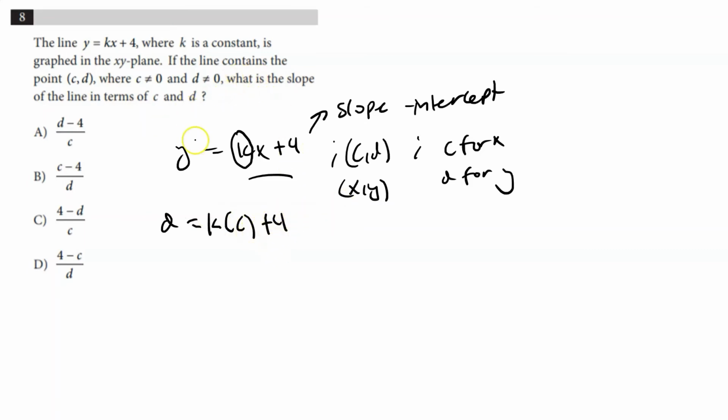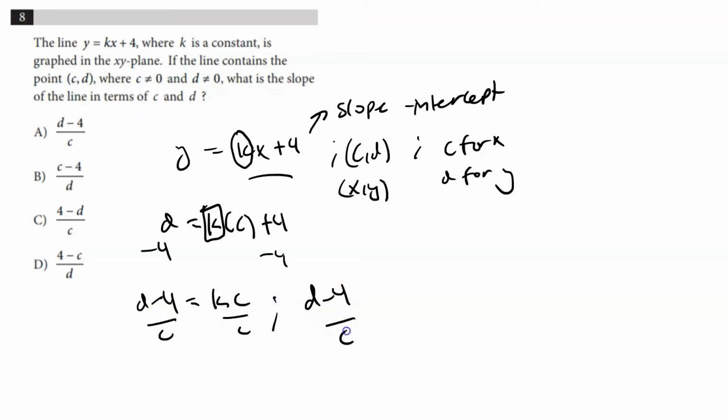And what is the slope of the line? The slope of the line is k, so we want to isolate this k. We can do that by subtracting 4 from both sides. Then we have D minus 4 equals kC. And then all we need to do here is divide both sides by C. And that gets us that (D minus 4) over C equals k. And that is answer choice, it looks like A.